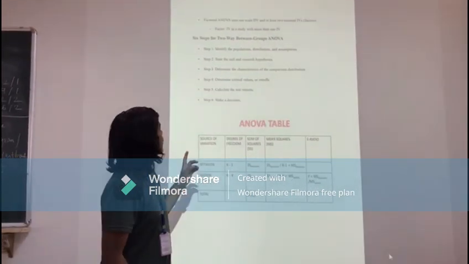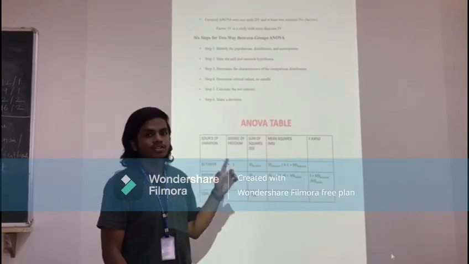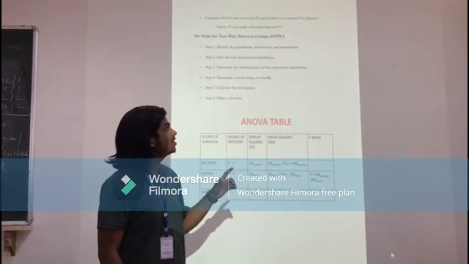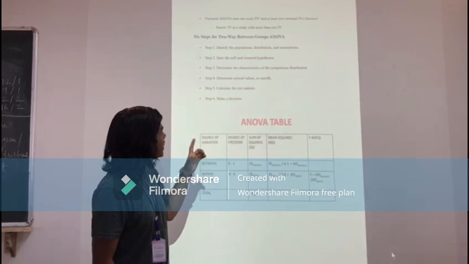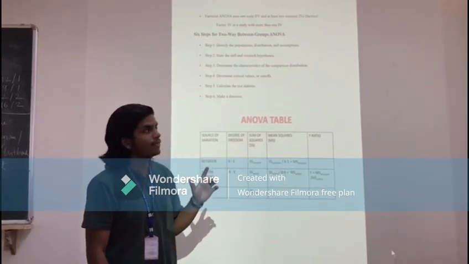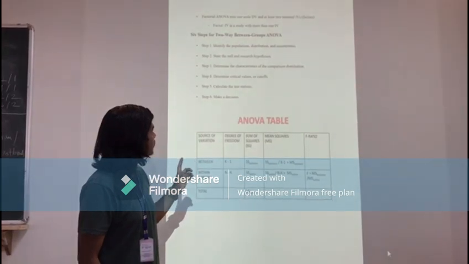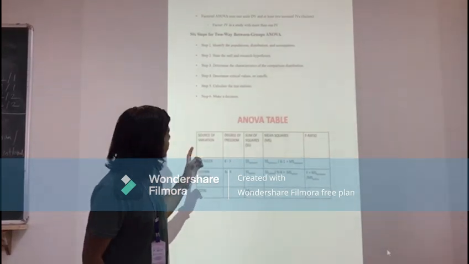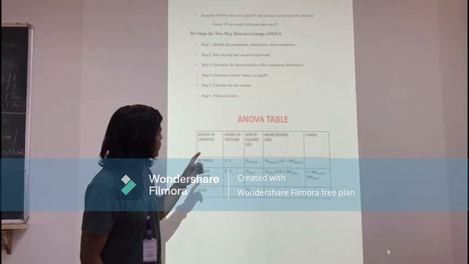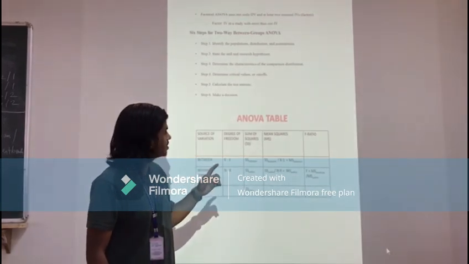Step 1, identify the population, distribution and assumption. Step 2, state the null and research hypothesis. Step 3, determine the characteristics of the comparison distribution. Step 4, determine the critical value and cutoff. Step 5, calculate the test. Step 6, make a decision.